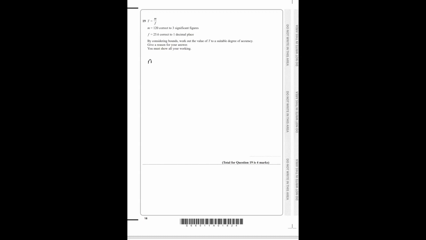So for m, we've got 120.5 as the upper and 119.5 as the lower. Going to do exactly the same with f. Really clear so everyone can see it. 25.65, 25.55. Now, upper value of t is where you need to think, because you want the biggest number you can do divided by the smallest value of f.